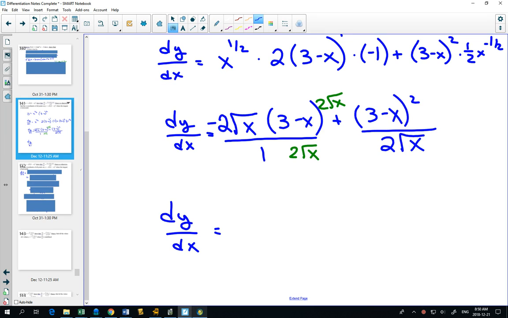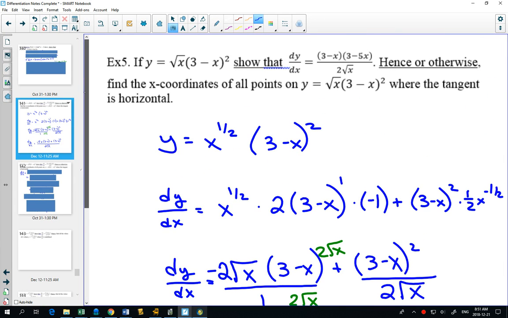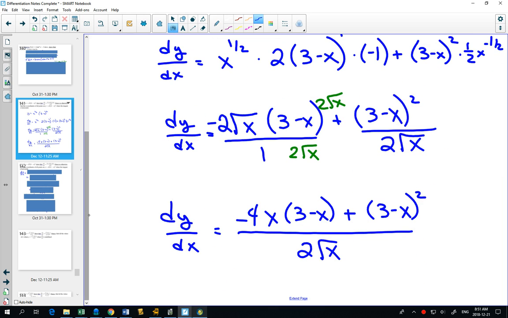What happens when I get that common denominator of 2 root x? Well, here I'm going to get 2 times negative 2, negative 4. What's root x times root x? Just x. 3 minus x plus 3 minus x squared. Now in the top, again, looking back to what we want, 3 minus x times 3 minus 5x. We have a bunch of other stuff right now.